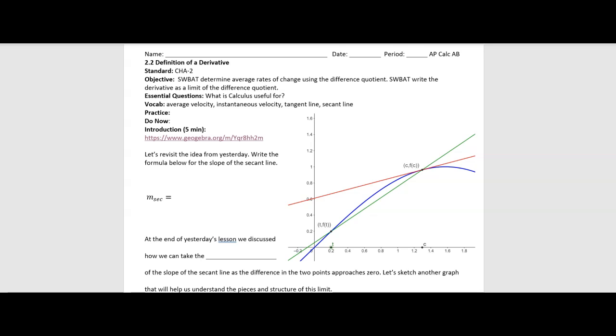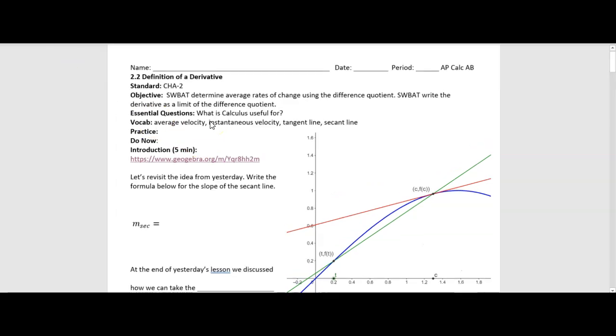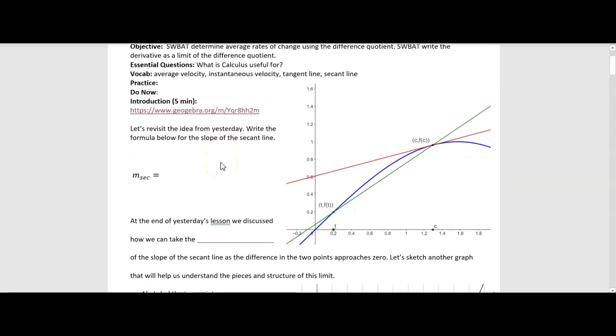Hello everyone, Mr. Fawcett here, and we are going to start another lesson on our journey towards understanding what a derivative is. This video will be two parts. The first part will deal with, we're going to eventually get to what the formal definition of a derivative is, and then in part two we'll specifically look at some practice problems using that formula.